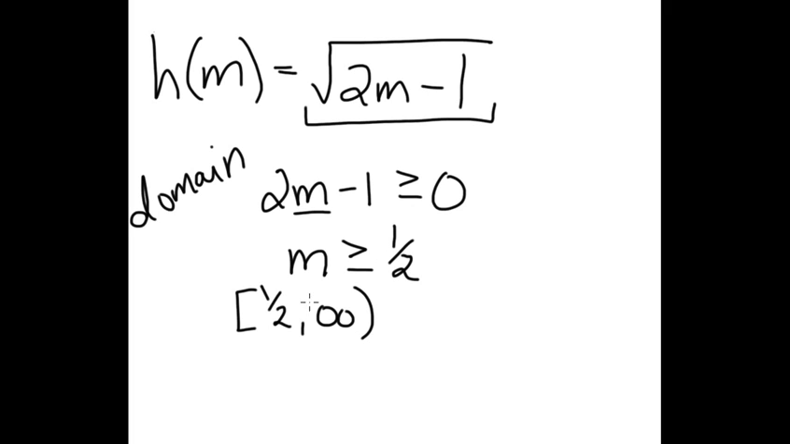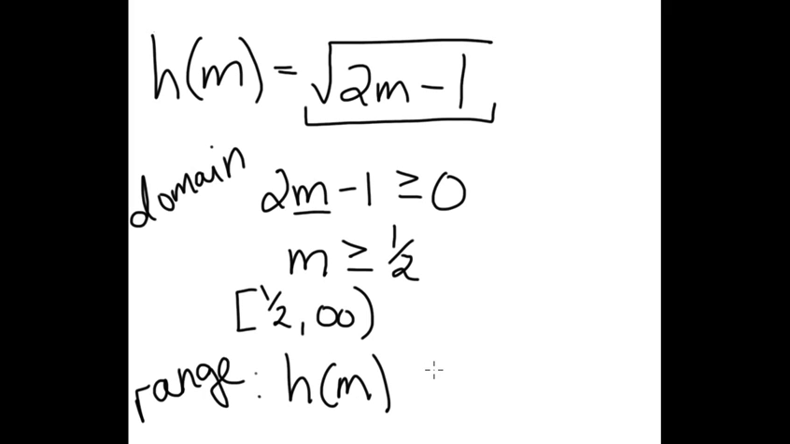To think about the range, now we need to think about what values can the term square root of 2m minus 1 take on. And if you think about a square root, the square root itself produces values that are 0 or greater than 0. And so since there's nothing else going on in this function, we can realize that the range of the function is going to be the full set of values of h of m on the interval 0 to positive infinity.